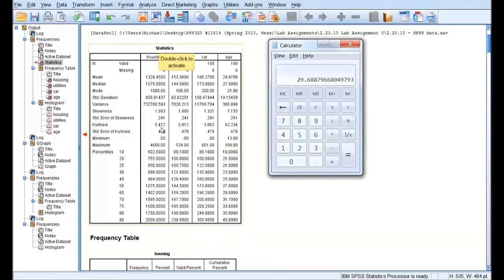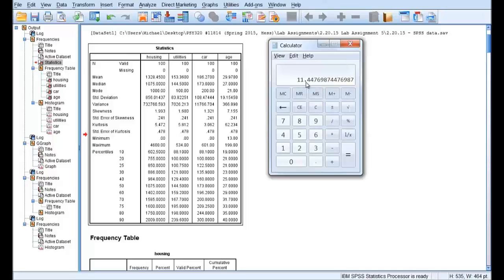So let's try that. 5.472 divided by 0.478. And when we do that, we get an overall kurtosis evaluation of 11.44. Just like with skewness, anything over 3.3 is too kurtotic, meaning there's too much kurtosis. And that's probably because most of your scores are too close to the mean. So when you get a really, really high number, over 3.3, it tells you that most of your scores are too close to the mean.